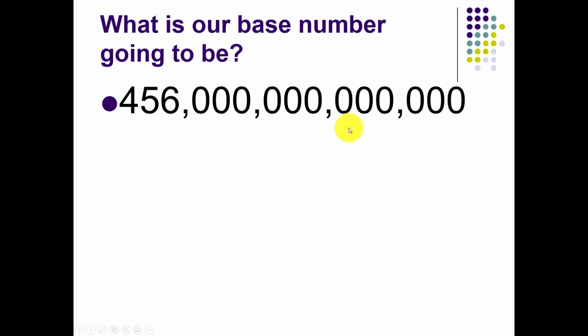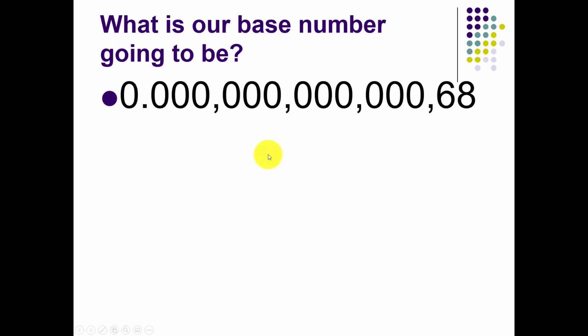Okay. Here, what is your base number? Just asking for base number. What is it going to be? So again, where are you going to put the decimal? And we're going to put it right here in between the 4 and the 5. So my base number is going to be 4.56. It didn't ask for anything else, so let's leave that alone. 4.56.